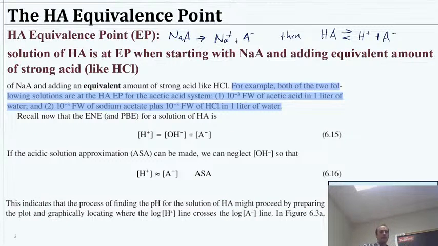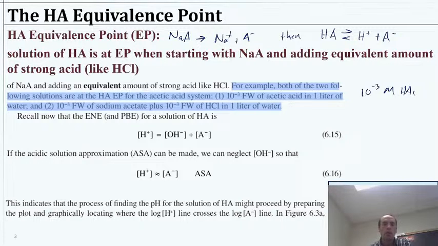So that's the definition. As an example, both of the following solutions are at the HA equivalence point for an acetic acid system. Let's say we have 10 to the minus third formula weight, that's just moles per liter, of acetic acid in 1 liter. So that's system number 1. We just added 10 to the minus 3 moles per liter of HA, with acetic acid, so I'm going to say HAC.